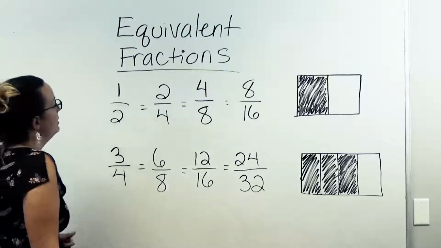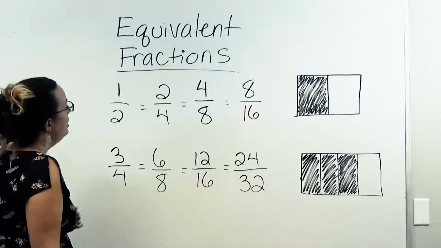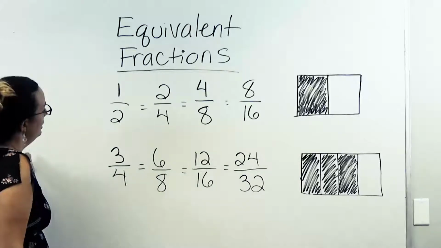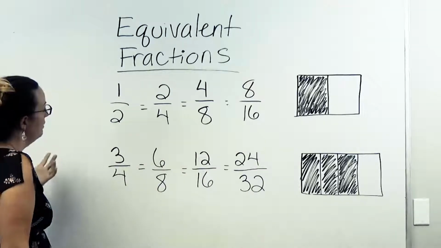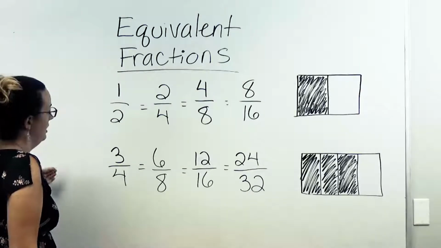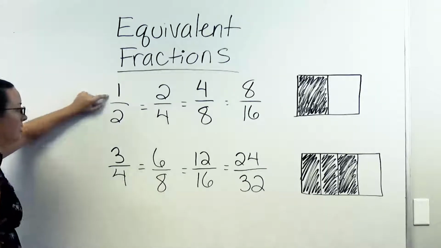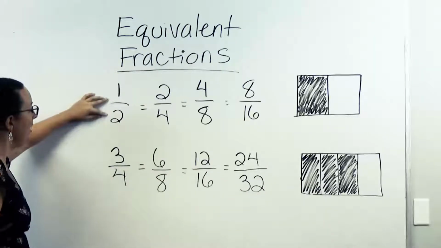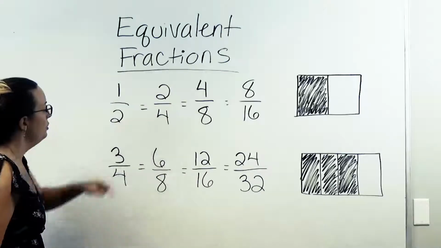Equivalent fractions means that they are equal to each other. So in order to find out if a fraction is equal to another fraction, you need to find a common denominator. Let's look at an example of 1/2. 1/2 is equivalent to 2/4.